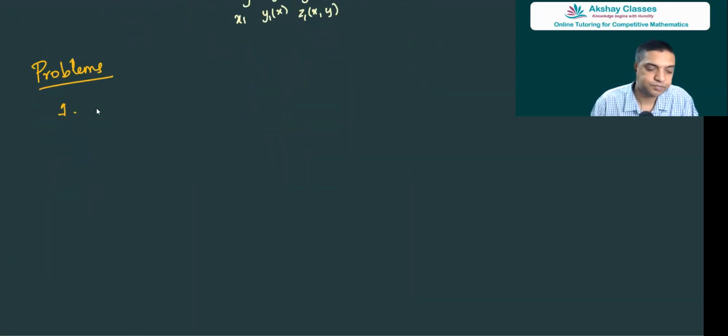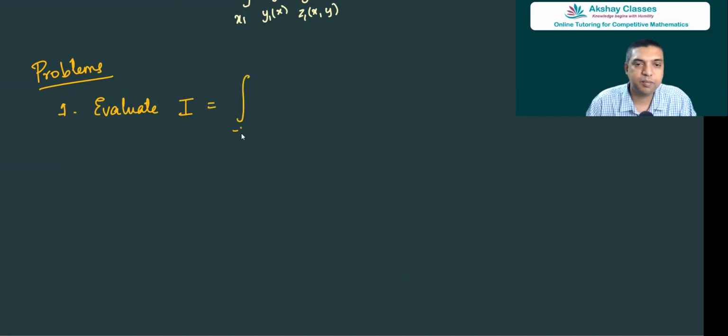First, evaluate I is equal to integral -1 to 1, then integral 0 to z, and integral x minus z to x plus z, of x plus y plus z, dx, dy, dz.